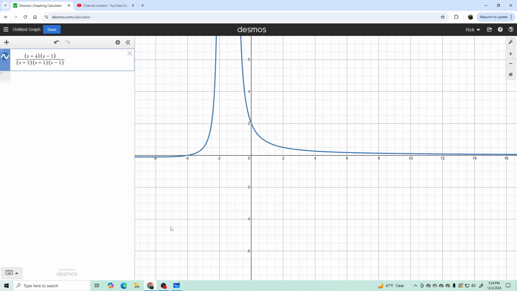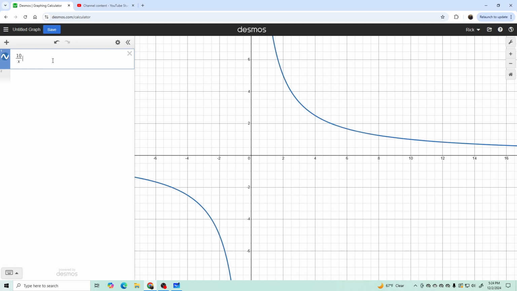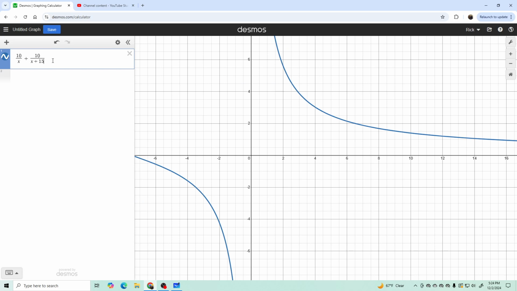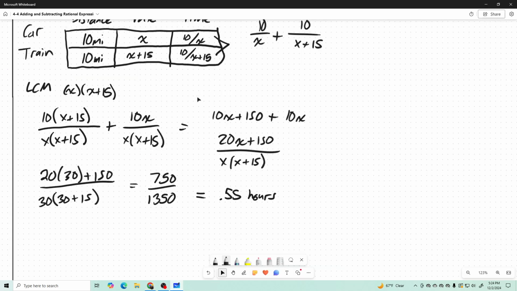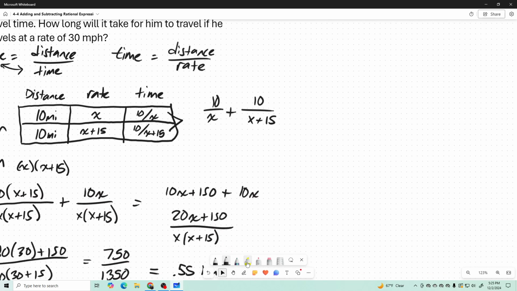expression here. You can always use Desmos for everything, right? Let's take a look. So we have the expression we popped out at the end: 10 over x plus 10 over x plus 15. Okay. And the question is, when we are at 30 miles an hour, how long will it take him to travel?